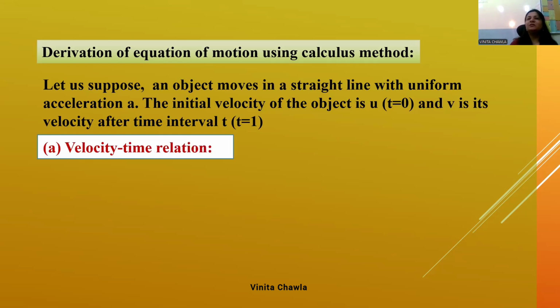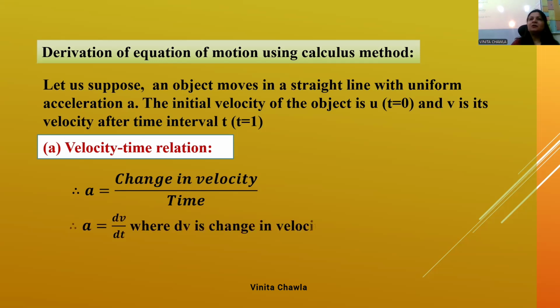Okay. So the first relation is the velocity-time relation: v is equal to u plus at. And how do we write acceleration? It is change in velocity upon time. Change in velocity is dv, and the time interval is dt. So dv is the change in velocity in time dt. So we can write dv as a dt. Now we will integrate this.